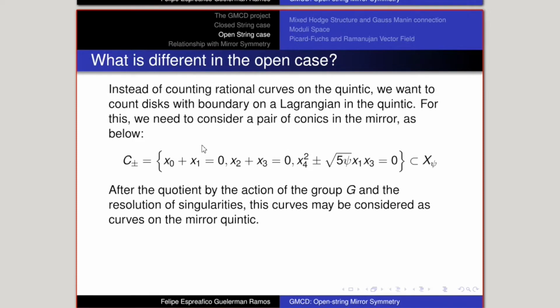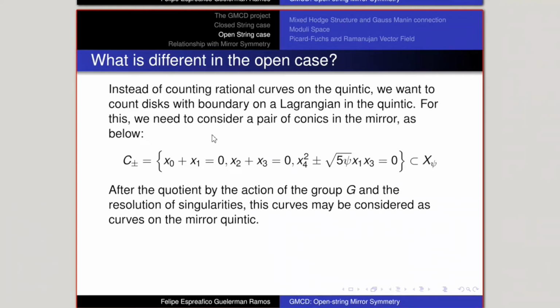But let me now go to the open case, right? So what's different in the open case? Instead of counting rational curves on the Quintic as in the closed case, we are counting disks with boundary on a Lagrangian in the Quintic. So we consider a Lagrangian in the Quintic and count disks with boundary. The physical idea is that in the closed case you don't have a boundary, so the strings are kind of closed. And in the open case, the strings need to be attached to something, and that's why you consider this boundary. I'm not a physicist, but I think that's more or less the idea.